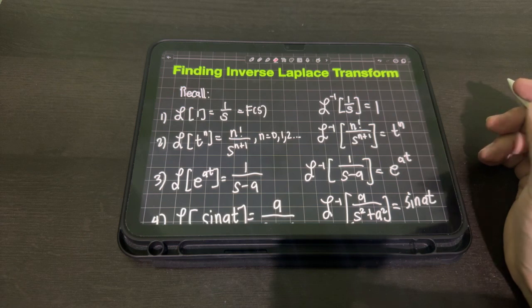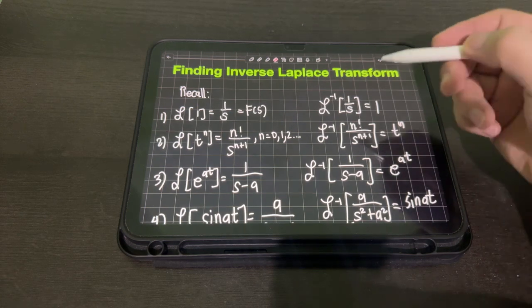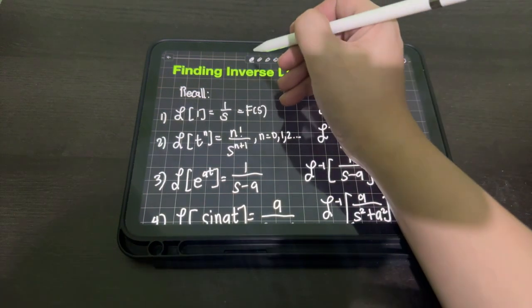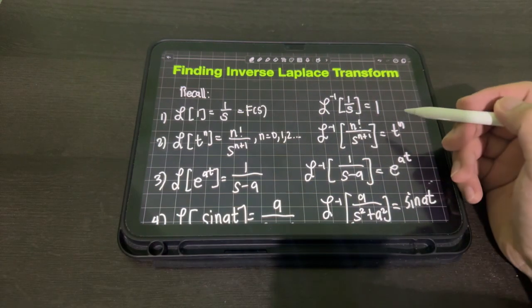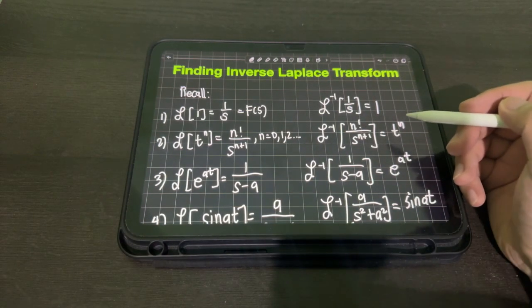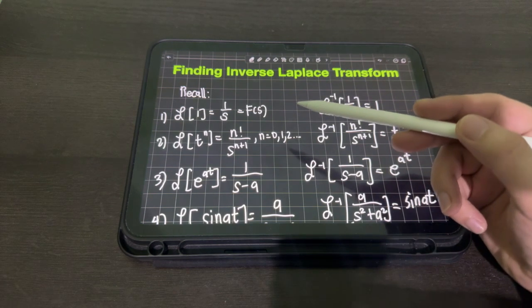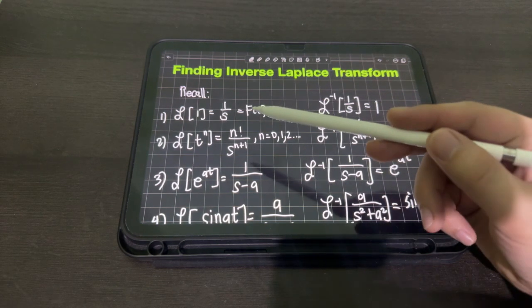In part 1, I think we have solved 20 problems. We will just continue, and this time we will solve problems that involve partial fraction decomposition particularly. Here are the standard inverse Laplace transform formulas that we must memorize. These are derived from the standard Laplace transforms of different functions of t.